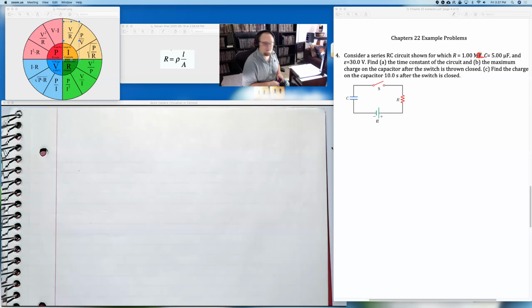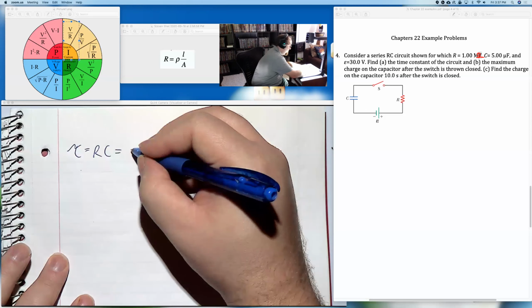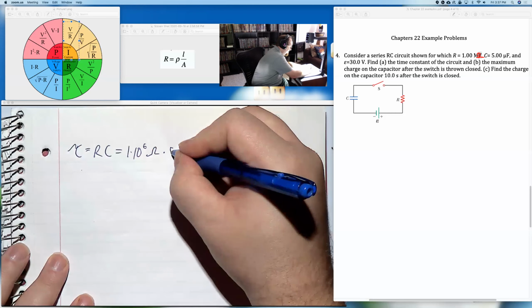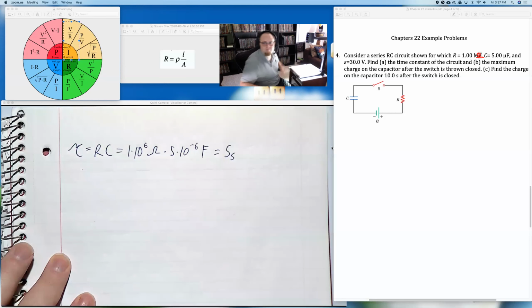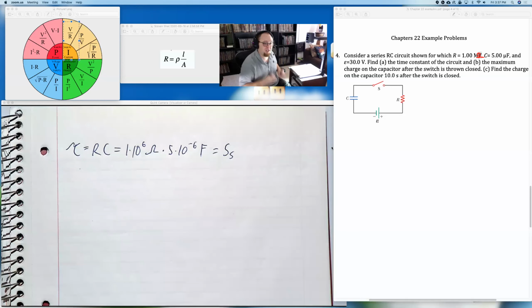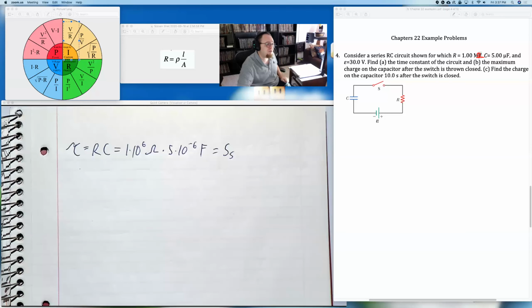Step 1, find the time constant. Time constant is RC. So it's just 1 times 10 to the 6 ohms times 5 times 10 to the negative 6 farads, or 5 seconds. Is that always the same? Yeah, the time constant for an RC circuit is RC. For any RC circuit. And that'll be true even when we get into AC later on. Time constant will still be RC. That being said, it can throw you off if you start adding other things. Eventually, we'll be adding inductors also. Then it gets a little more complicated.